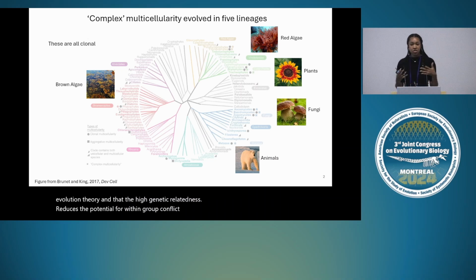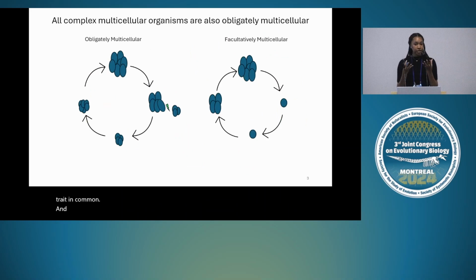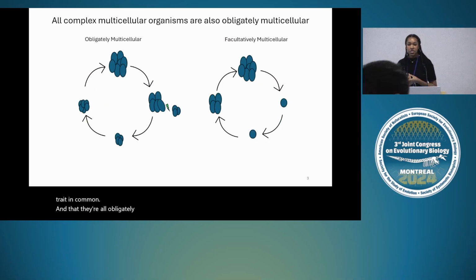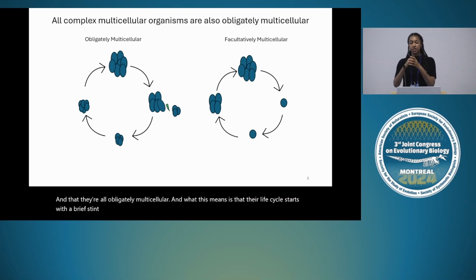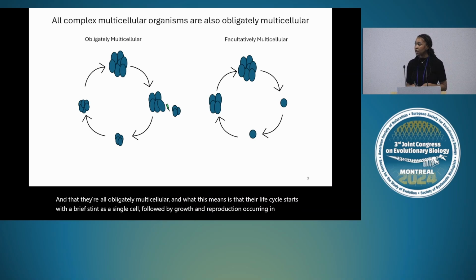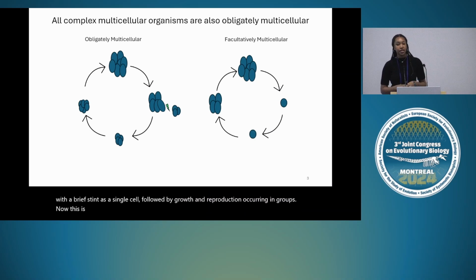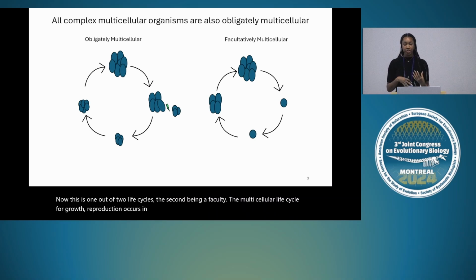Now, these 5 lineages also have another trait in common, in that they're all obligately multicellular. And what this means is that their life cycle starts with a brief stint as a single cell, followed by growth and reproduction occurring in groups. Now, this is 1 out of 2 life cycles, the second being a facultative multicellular life cycle, where growth and reproduction occurs in cells, and growth and reproduction occurs in groups. And so they interchange between the two.